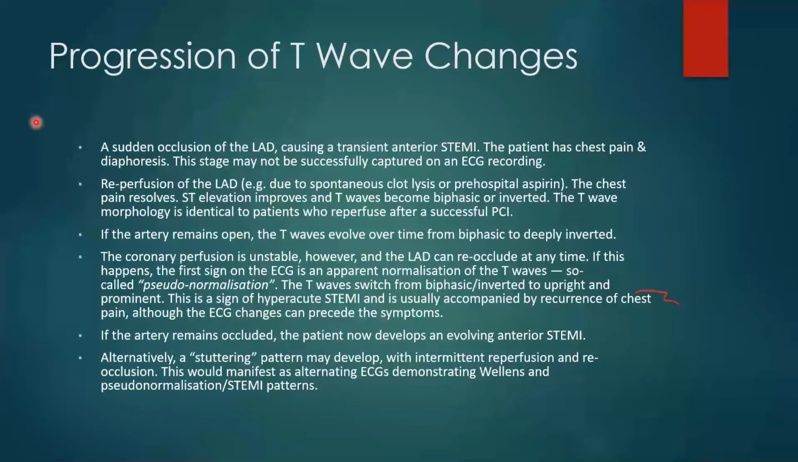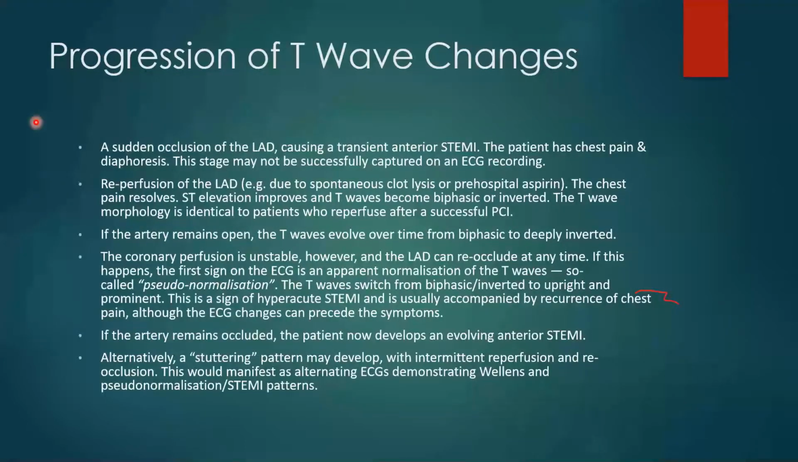And then the coronary perfusion is unstable, however, because there's been damage to that LAD. It's been occluded, it's been unoccluded. So the LAD can reocclude at any time. If this happens, the first sign on the EKG is going to be an apparent normalization of your T waves. It's going to be called pseudo-normalization, because then the T waves switch from biphasic or inverted to upright and prominent. And this is going to be a sign of a hyperacute STEMI in this case.